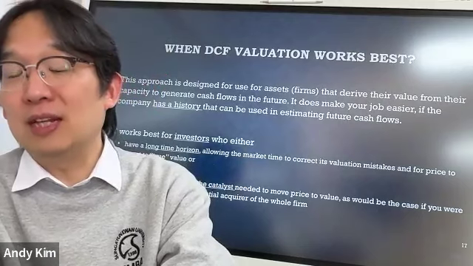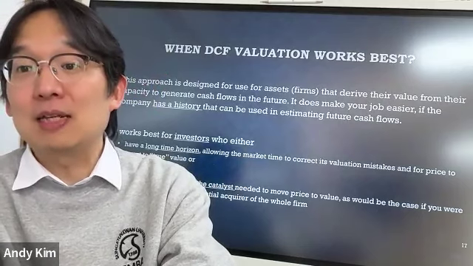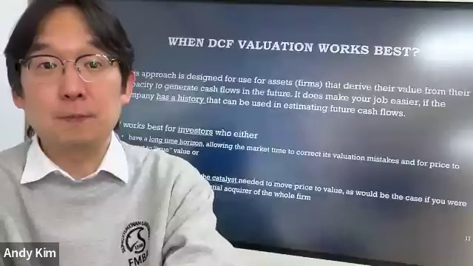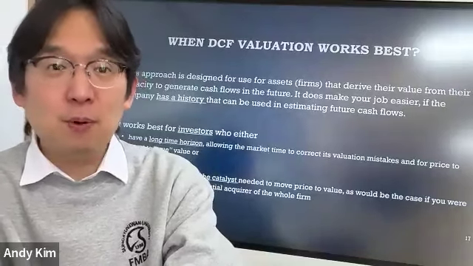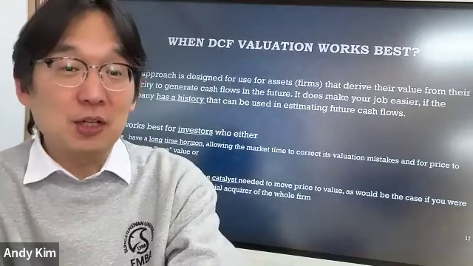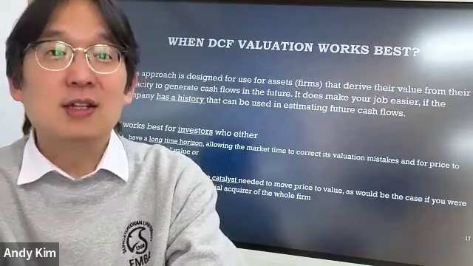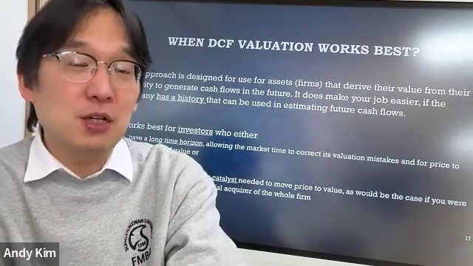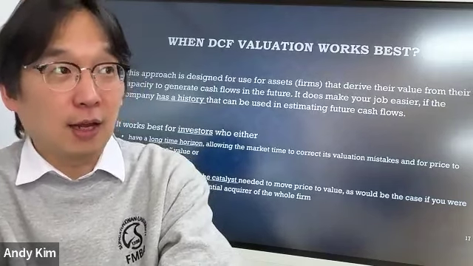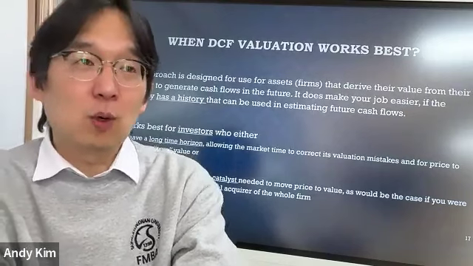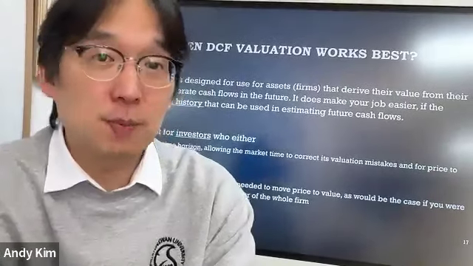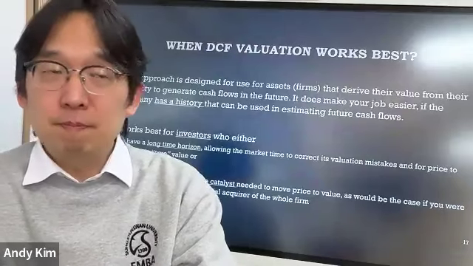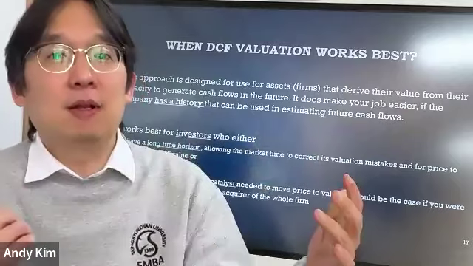And it works best for investors who either have a long time horizon, allowing the market time to correct its valuation mistakes and for prices to revert to true value. So the second point is, if you are a Warren Buffett kind of long horizon investor, long-term investor, DCF works for you. Because once Berkshire Hathaway takes a position in your company, for example, Daegu Technology was the one that received Warren Buffett's investment, and then Warren Buffett held that position for about 8 years or something. Once they stack up their position, they just keep it long term.